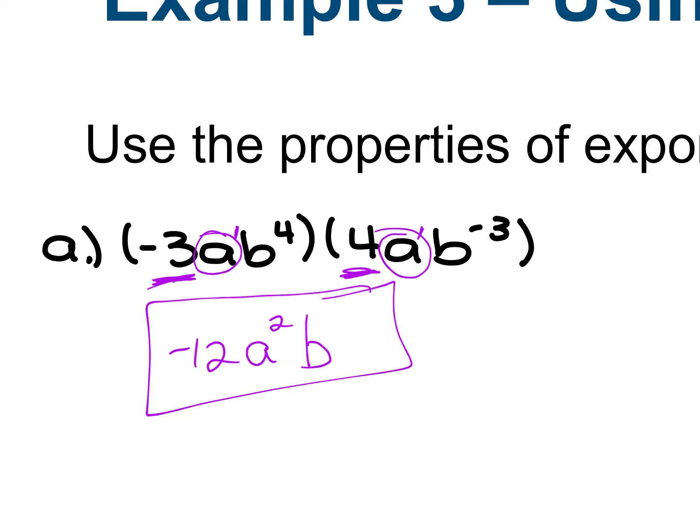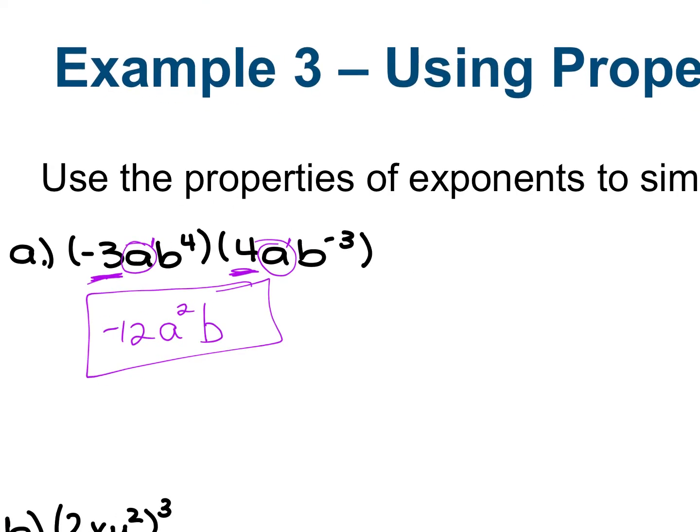But do you see how I circled a little bit? I wrote the little ones. I underlined the negative 3 and the 4. That's you guys showing me some work. Let's look at the next one.